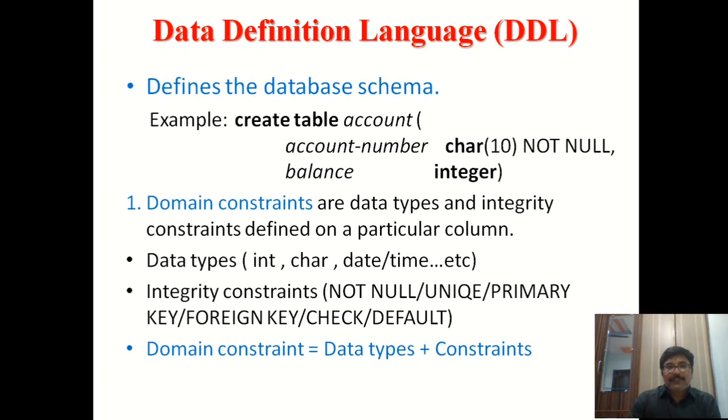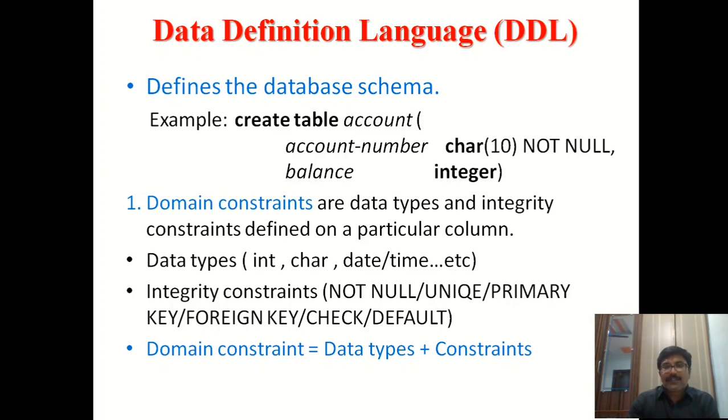So data definition language is also called a DDL, which defines the database schema. For example, here we have the schema called account. So this is the syntax of how to create a database schema. Create table account, and here account number and balance. These two are the columns of this account table, and the data type of account number is character, and here we have a constraint called not null. The next one is balance, which is of type integer.